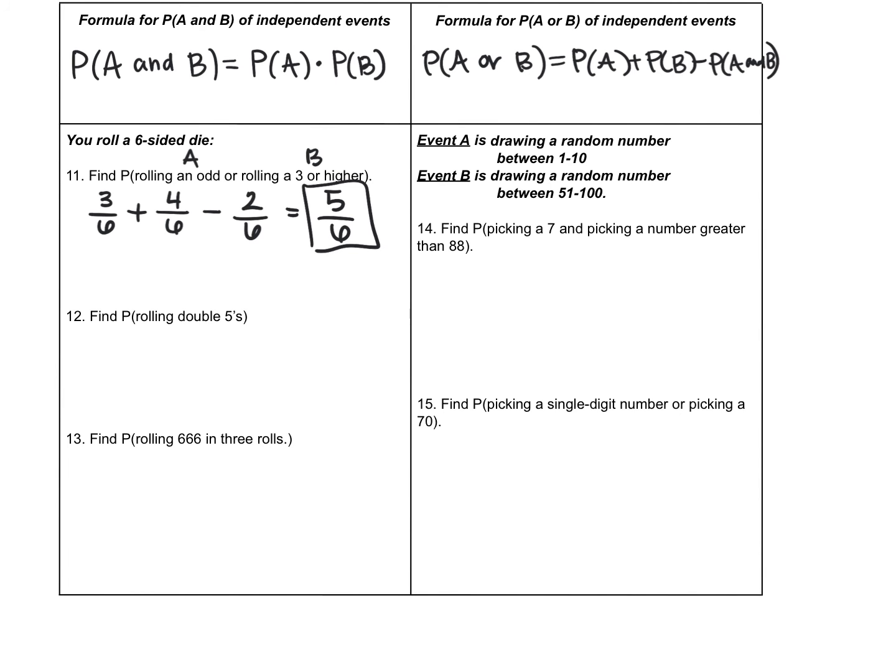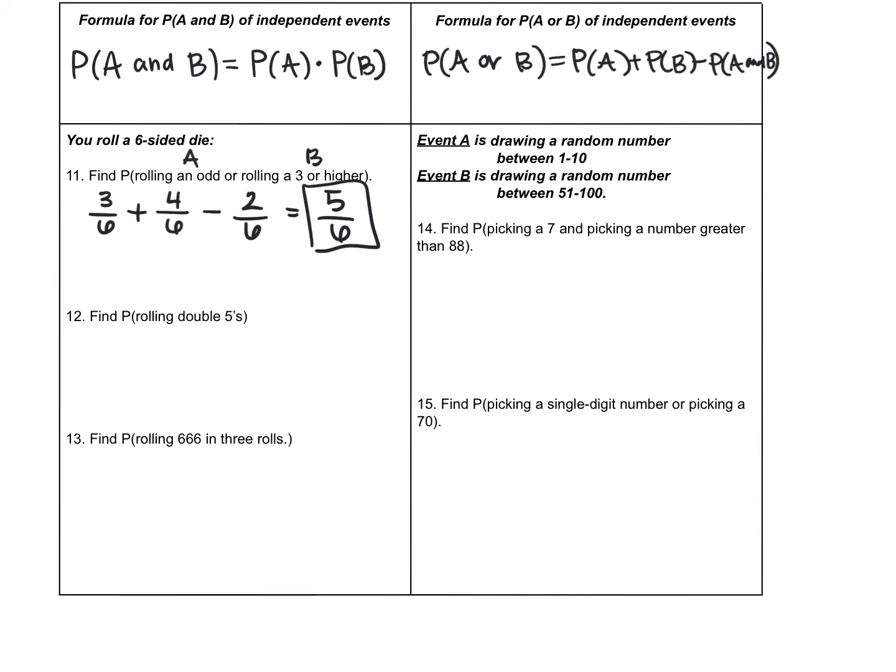So there's a 5 out of 6 chance that we roll an odd number or a 3 or higher, which makes sense because the only number that isn't odd or a 3 or higher is 2. So it makes sense that we have a pretty high chance of getting that.